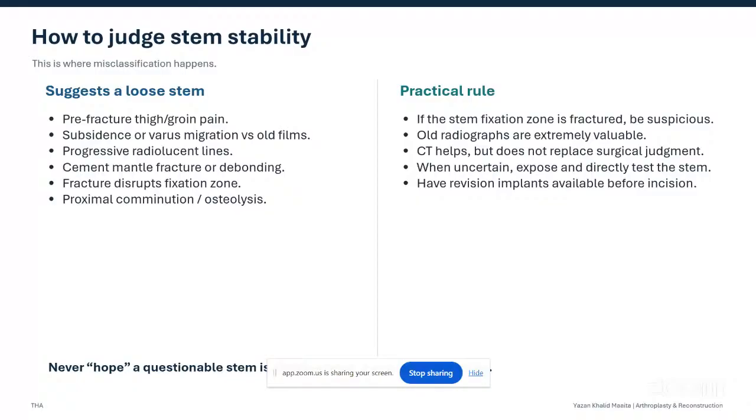The practical rule: if the stem zone is fractured, be suspicious. All radiographic signs are extremely variable. CT scan helps, but doesn't replace surgical judgment. When in uncertainty, expose and directly test the stem, and have a revision implant available before the incision.